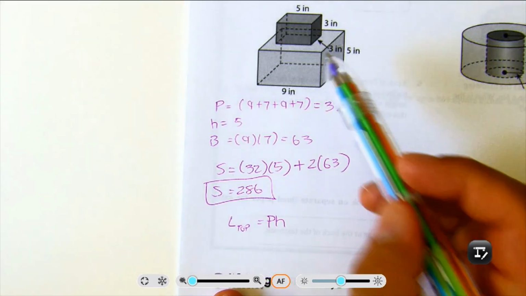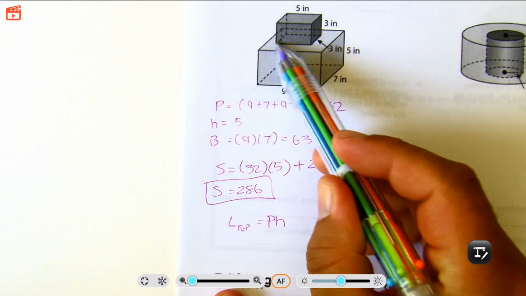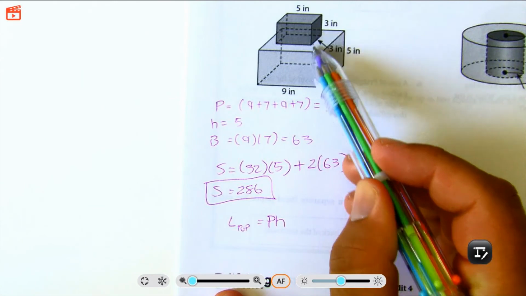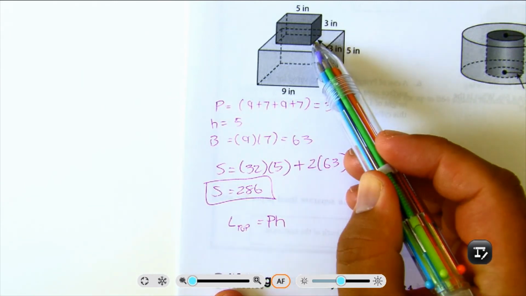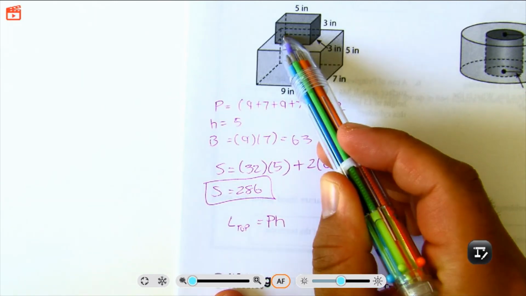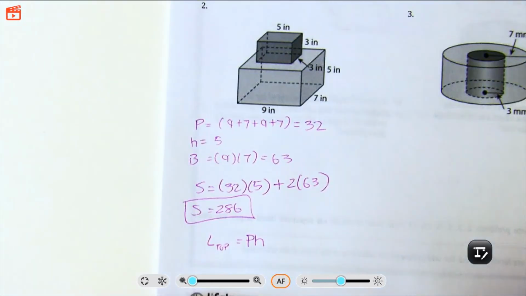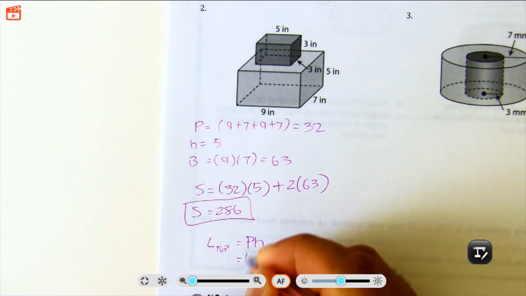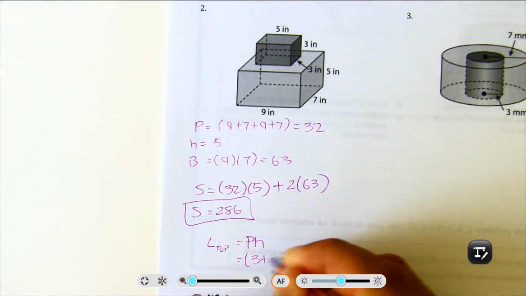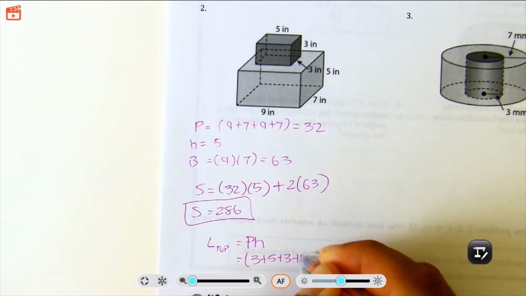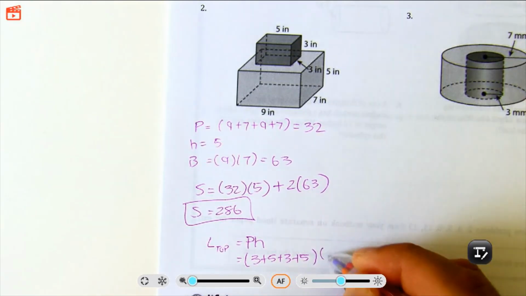So if we look at this rectangle, what is the perimeter of this rectangle? We have 3 by 5, so this has to be 3 and this has to be 5. And the height of this object is 3. So my perimeter would be 3 plus 5 plus 3 plus 5, and my height is 3.